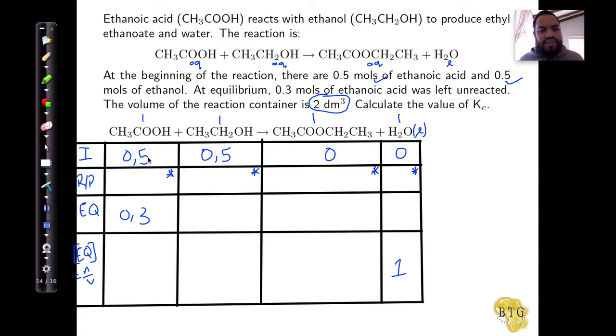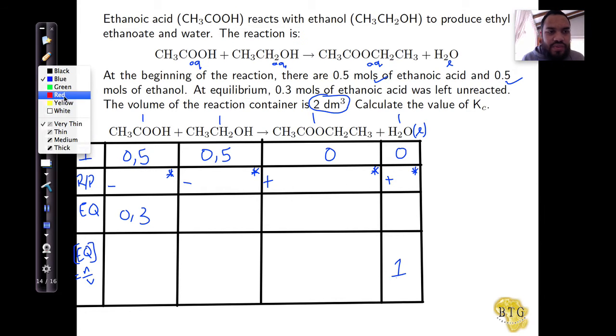Now you ask yourself, 0.5 became 0.3. Did I minus or did I add? I minus, right? And now if I have a minus on this side of the sign, everything on that side of the sign must have minuses, and everything on the other side of the sign must have pluses. Okay, that's examining the change.